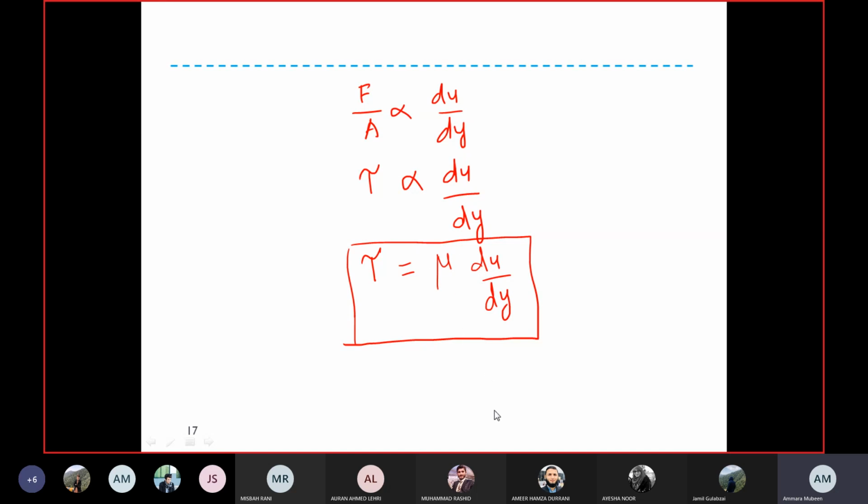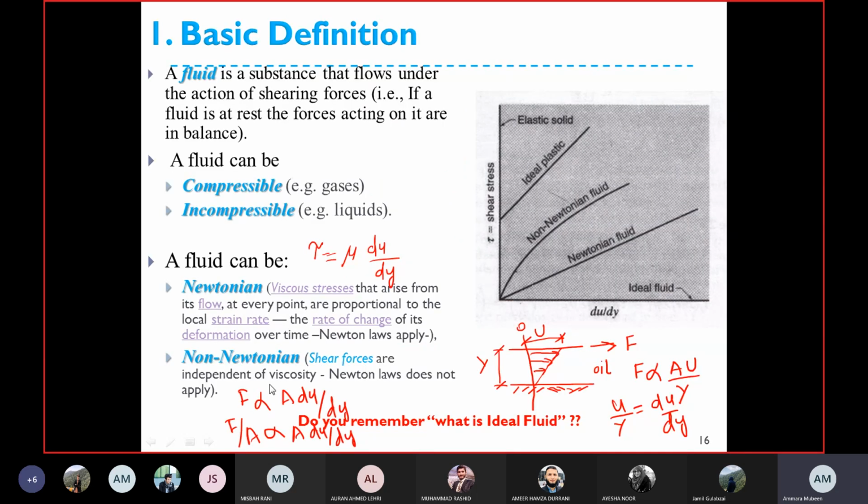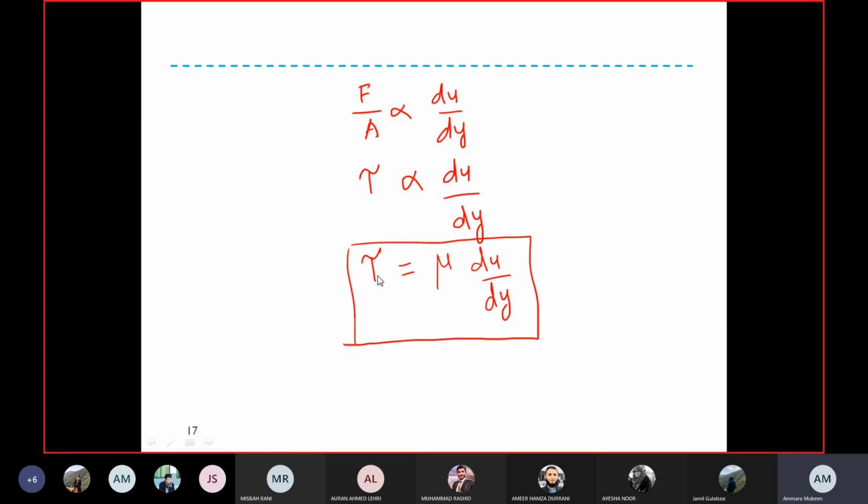But there are some fluids which do not conform to this law, and those fluids would later be called non-Newtonian fluids. So when you see this graph, this is the graph between, if you rearrange the same equation, you can say that tau over du over dy should be constant.